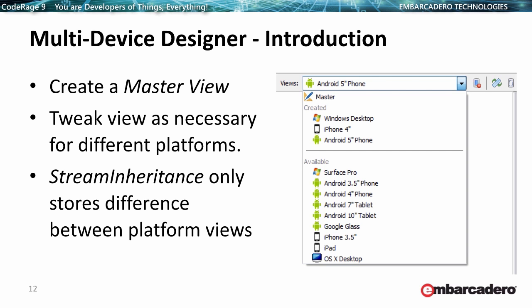This actually uses stream inheritance to only store the differences between the different views. So if you wanted to have components only visible on certain views, like I said before, they all exist on your master view, but you can then hide them on specific views. So if you don't want them on your iPhone because you don't have enough screen real estate on the iPhone, you would hide them on the iPhone and then have them visible, the visibility set to true on the iPad.